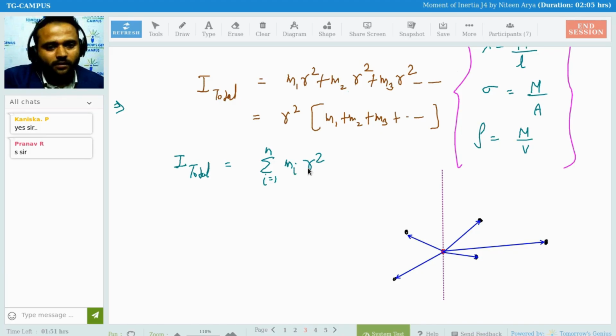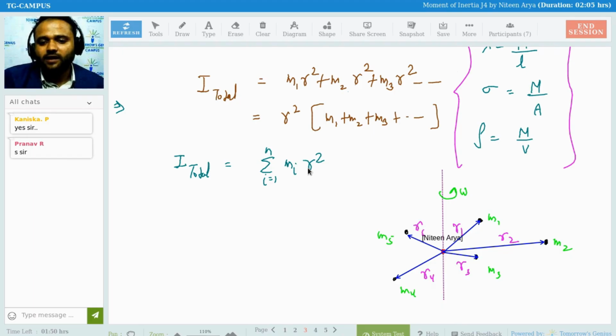But the one thing is, all the different particles are rotating with the same omega. Suppose in this way, this is your m1, this is your m2, this is your m3, this is your m4, this is your m5. Is this clear, what I am doing till now? If it is m1, m2, m3, m4, m5, then that is r1, r2, r3, r4, r5. And I want to find the moment of inertia for any particular non-symmetric body which has these 5 or 4 particles. Let me draw that also.